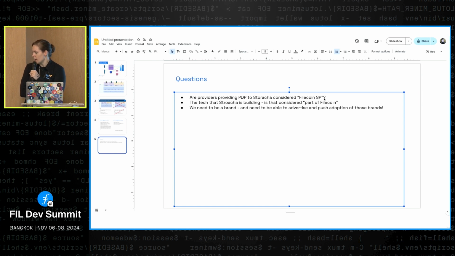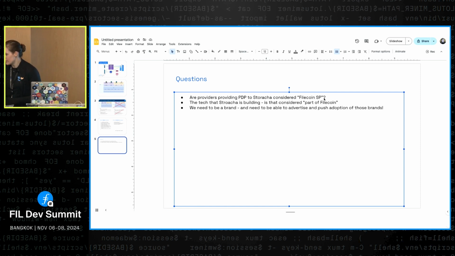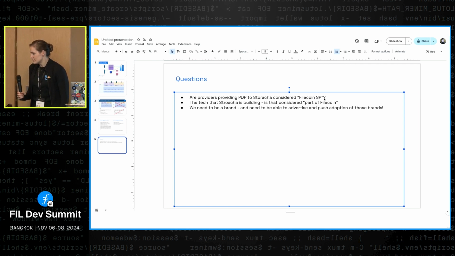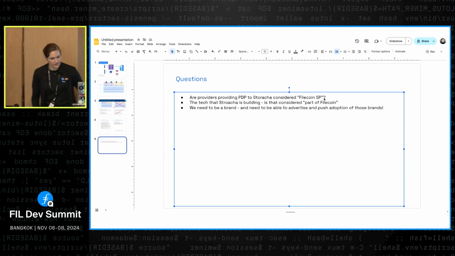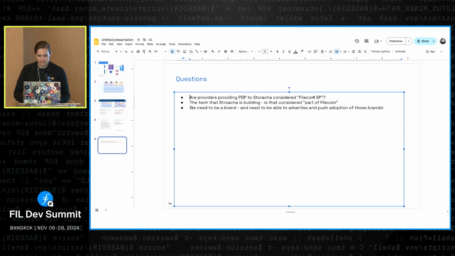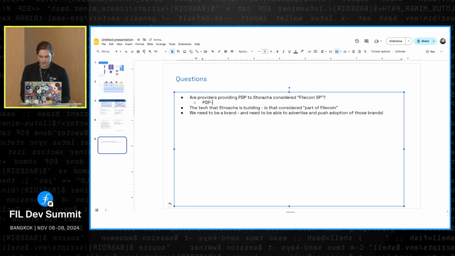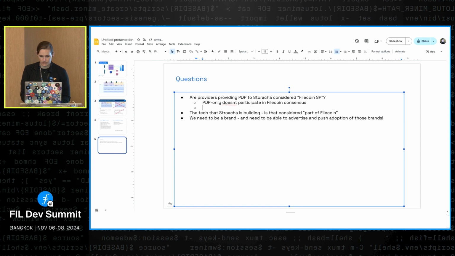I'd vote yes. As long as you're proving some service on Filecoin L1 at some point, you're a Filecoin storage provider. I would generally agree. I think you will, but they're not participating in the consensus, and that's very important in the crypto world. Maybe not. A PDP-only SP is not participating in consensus, at least for now, and probably for a while. And the other part is that it's a big language change, right?